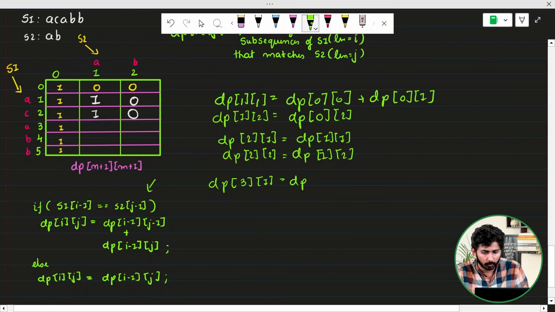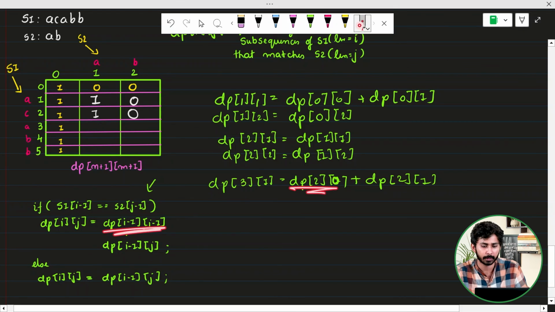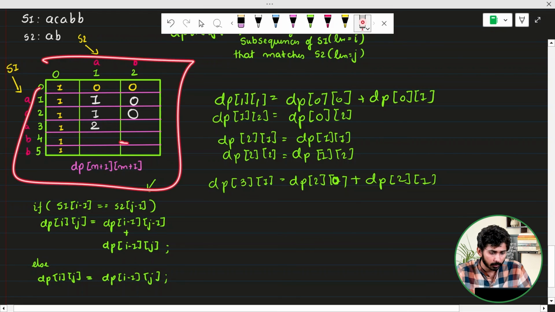So dp of 2 comma 1 according to this formula, try to find the values over here, plus dp of 2 comma 0, sorry. This is dp of 2 comma 0, dp of i minus 1, j minus 1, 3 minus 1, 1 minus 1, and dp of 3 minus 1 and j as it is. So this value added with this value, so I'll get 2 over here. Okay, and if you keep on filling this value, at the end you will get your answer over here.